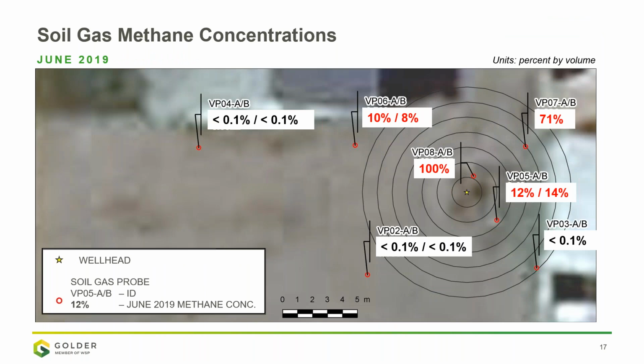And well, the methane concentrations were quite high, up to 100% by volume methane, about a meter away from the well. And then the soil gas a little bit farther from the well still had up to 71%, close to a garage, and 10% close to the nearest house.